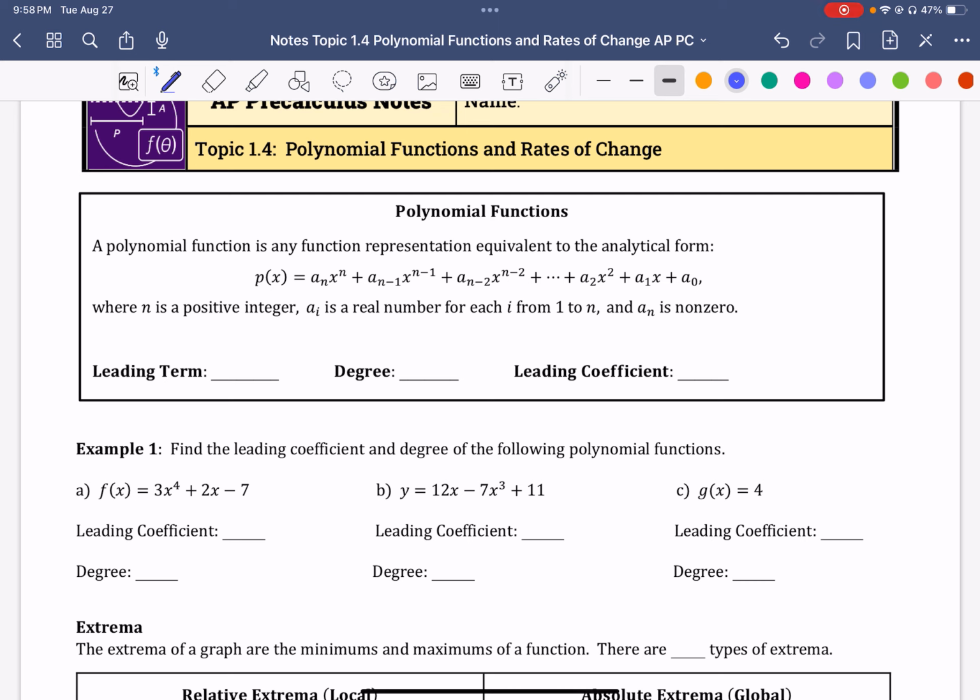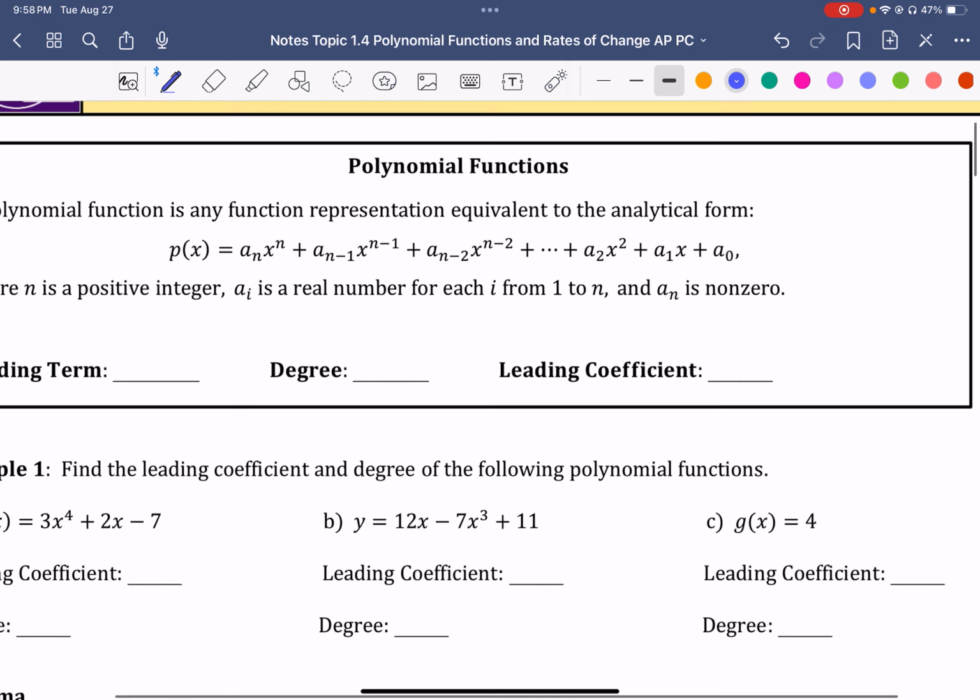Okay, so that might look really scary at first. You do not need to remember this formula. All this is trying to explain to you is that polynomial functions are going to have exponents that are positive numbers, and I mean, that's basically it. So let me just give you an example.